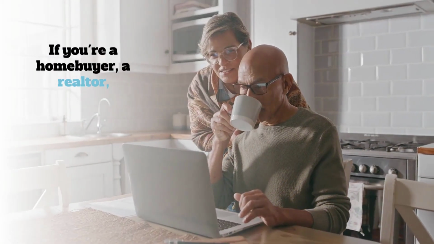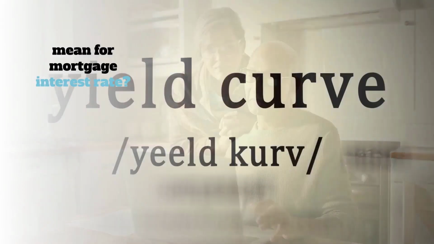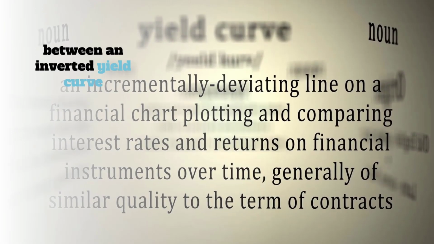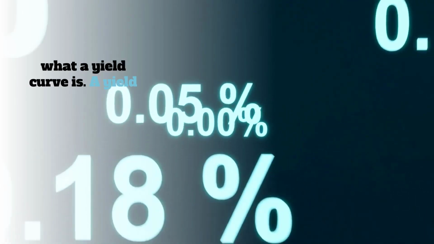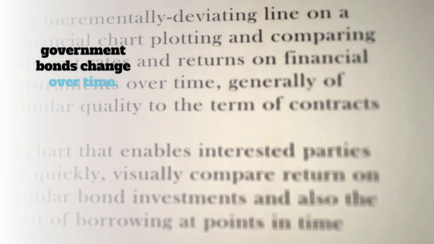If you're a home buyer or realtor, you may have heard about the inverted yield curve, but what does this mean for mortgage interest rates? To understand the relationship between an inverted yield curve and mortgage interest rates, it's important to first understand what a yield curve is. A yield curve shows how yields on various government bonds change over time.